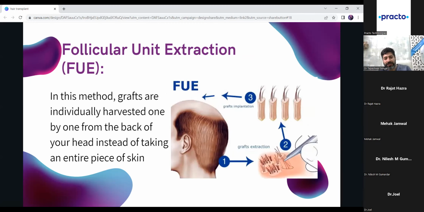And in follicular unit extraction, there is no cut given. I'll show you the video also. No cut is given. It is a drill. Through that drill, the follicular unit is extracted along with a fraction of a millimeter of the skin and all the appendages of the hair, including the root.